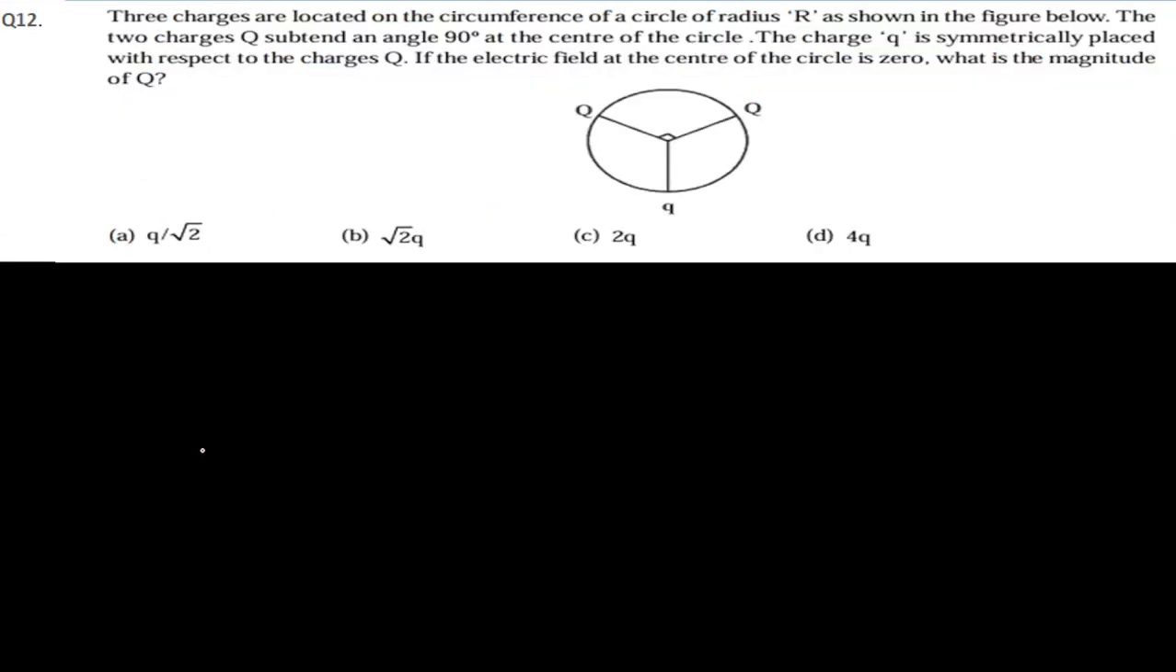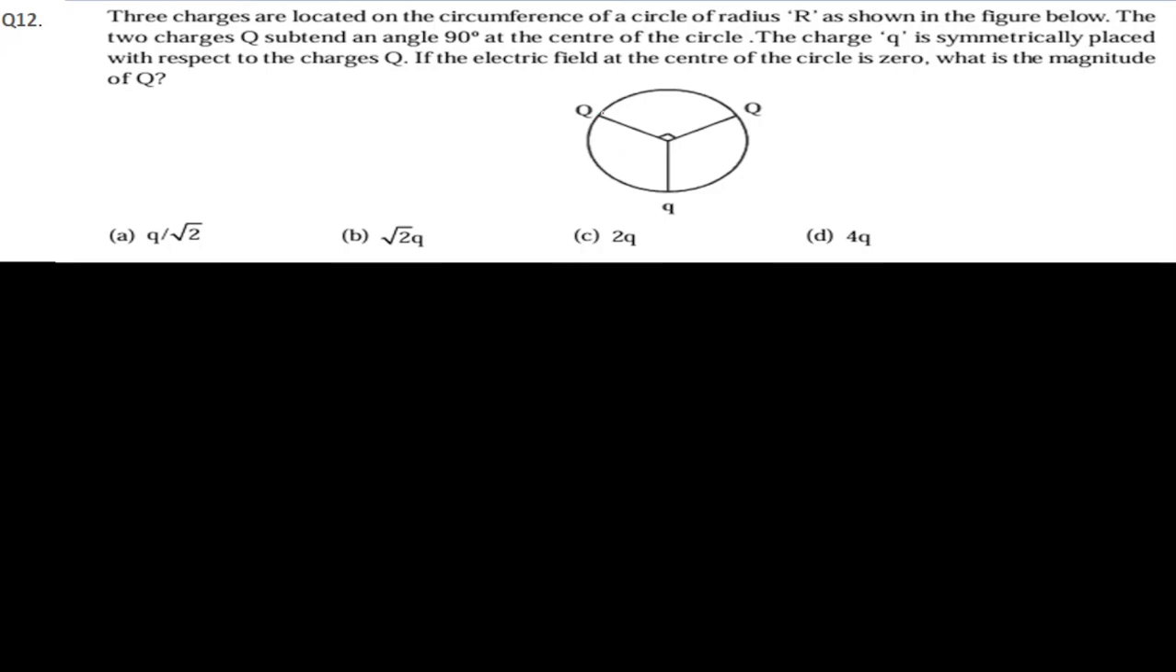Okay, now take a look at question number 12. In question number 12, it is written that 3 charges are located on the circumference of a circle of radius r as shown in the figure below. 2 charges Q subtend an angle of 90 degrees at the center of the circle. The charge q is symmetrically placed with respect to the charges Q. If the electric field at the center is 0, then what is the magnitude of capital Q in terms of small q?